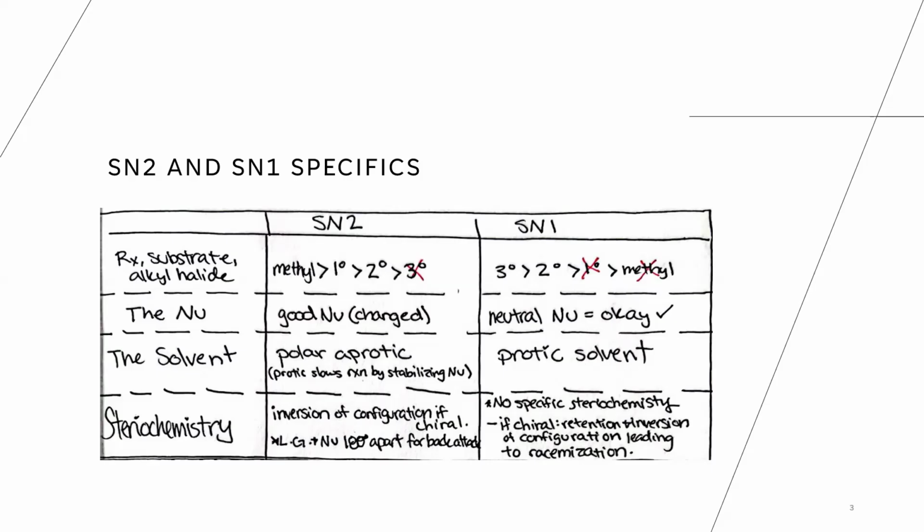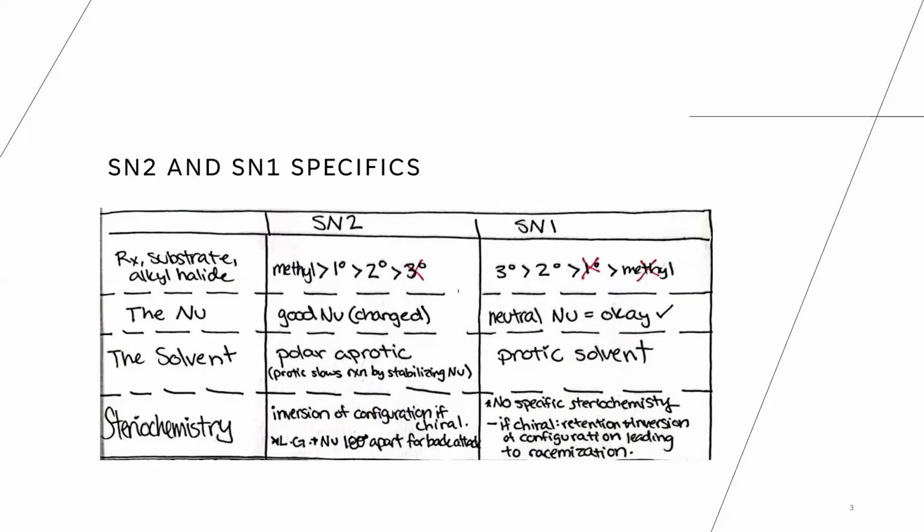aprotic solvents. Whereas in the SN1 reactions, we actually want a protic solvent to stabilize that carbocation intermediate. It's actually super useful here. Now, with stereochemistry, back again to that 180 degrees, that back attack, we're going to see an inversion of configuration of chiral centers. The leaving group and the nucleophile have to be 180 degrees apart for that attack as well. So yeah, we're going to see that inversion.